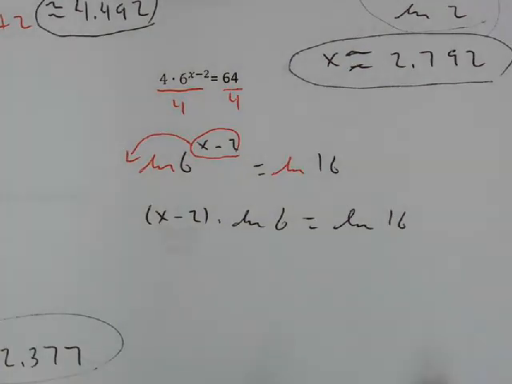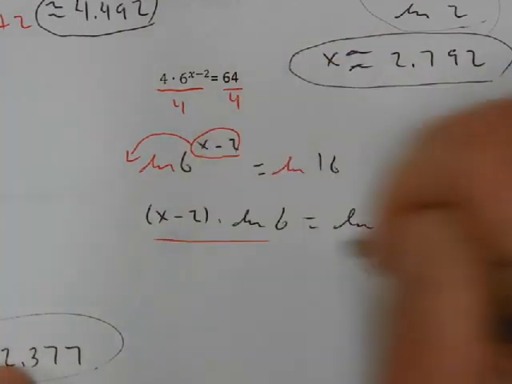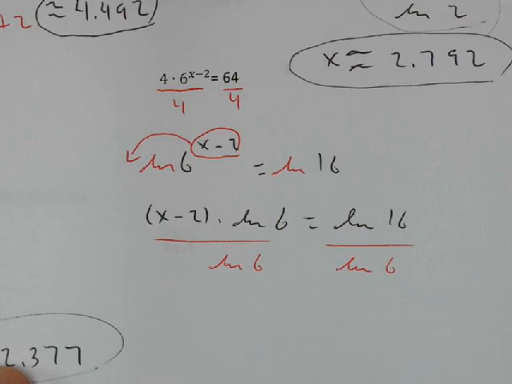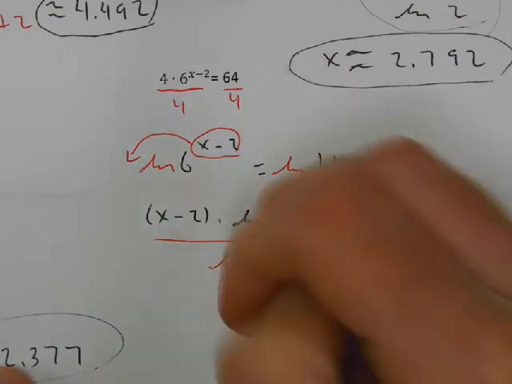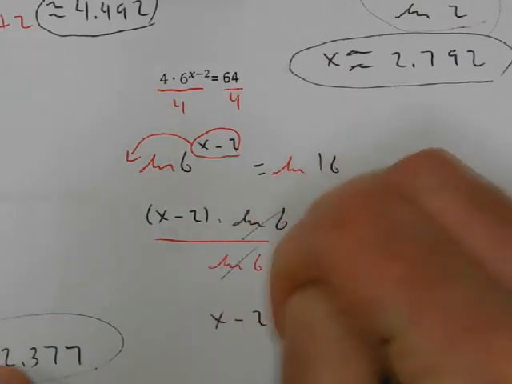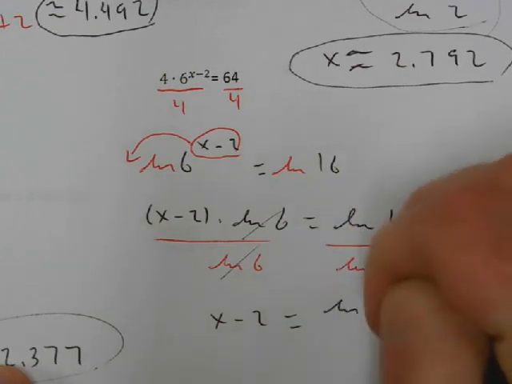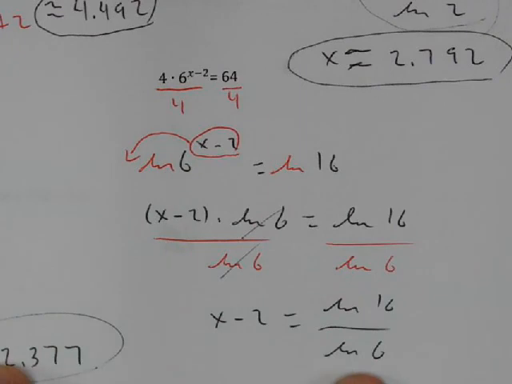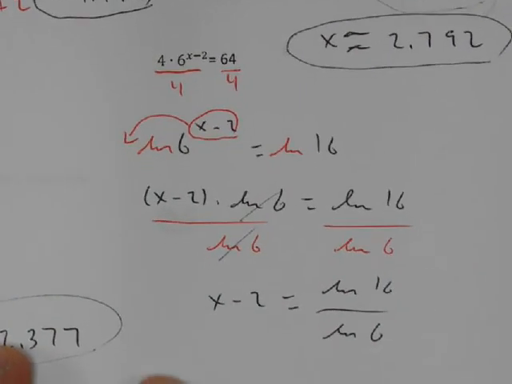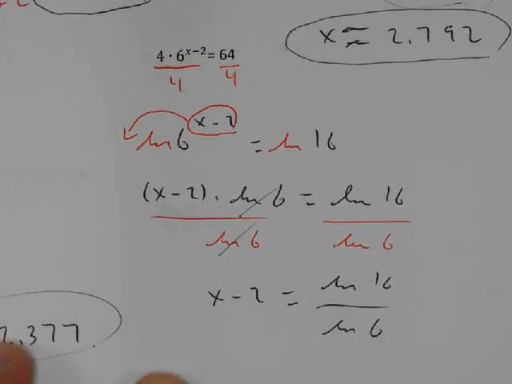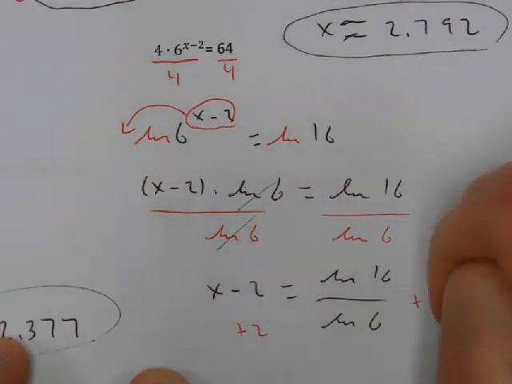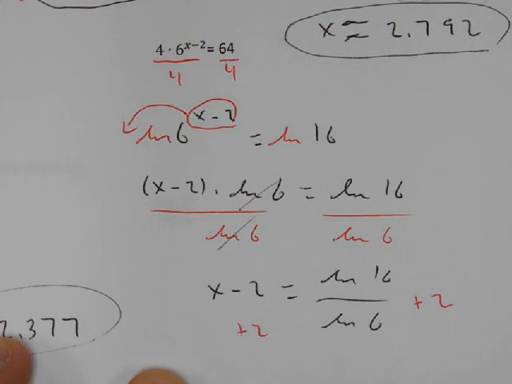All right. So moving forward here, we want to get rid of the natural log of 6. So let's divide both sides by natural log of 6. Those reduce. We get x minus 2 equals the natural log of 16 over the natural log of 6. And again, this is just going to give us some number. I want to punch that in my calculator, but then to get x completely by itself, we want to add 2 to both sides.